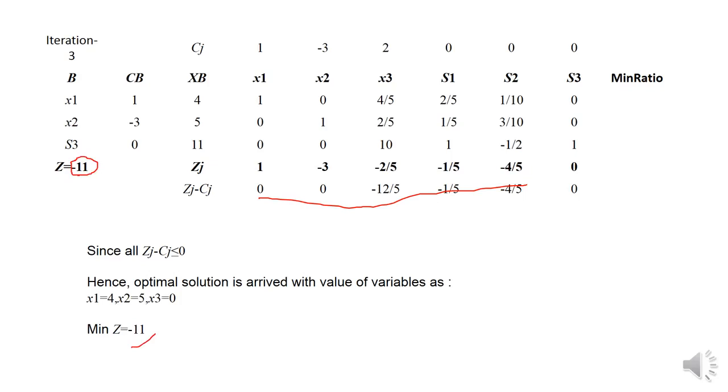If we had done it with maximum, then we would have been looking for the most negative in Zj minus Cj, and the rest of the procedure was the same, and once we get the value of z, that would have been plus 11. For minimum we have to put a minus sign on that, then it becomes minus 11.